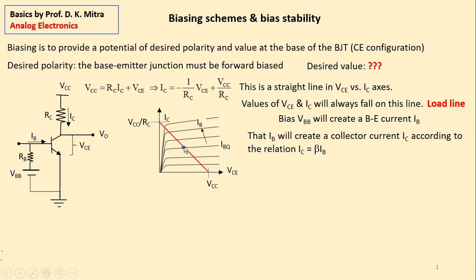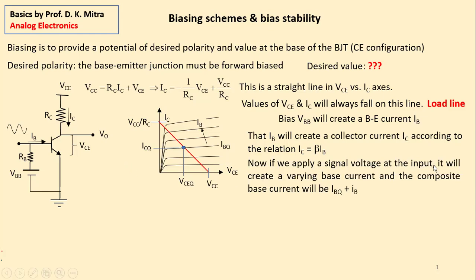And this IBQ creates an IC equal to beta IB. That IC must be equal to this value. This value of collector emitter voltage is called VCEQ, that means VCE quiescent. And that value of collector current is called ICQ, or quiescent collector current. This IBQ, VCEQ, ICQ decides the point, which is named the quiescent point. When you try to design a transistor-based circuit, deciding or finding the quiescent point or operating point is your step number 1. And that point is given by VCEQ, ICQ. Right?